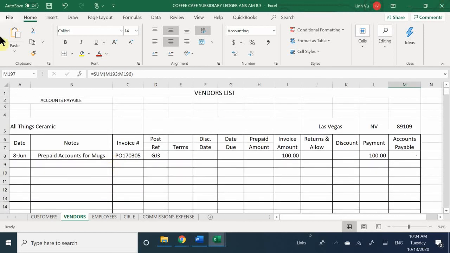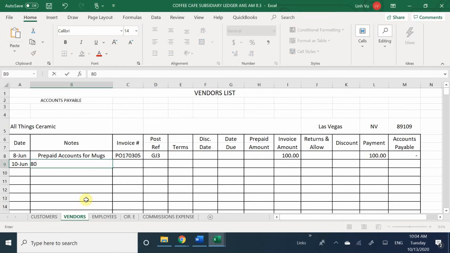Okay. So let me go ahead and find all things ceramic. So here's my prepaid accounts, right? I'm going to go ahead and recognize that June 10 was the date. You can write whatever description you want. This is for 80 coffee mugs, right? Invoice is now going to be number 126, right? And we know that this is going to be general journal number 3, okay?